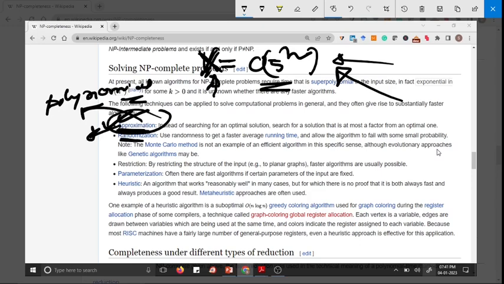The second approach is randomization. Randomness to get a faster average running time. No exact solution is happening. Quicksort, a solution is possible. Randomly we will do something. We will try to reduce the time, but we won't get the actual solution. Something of a better improvement. The third thing is restriction.